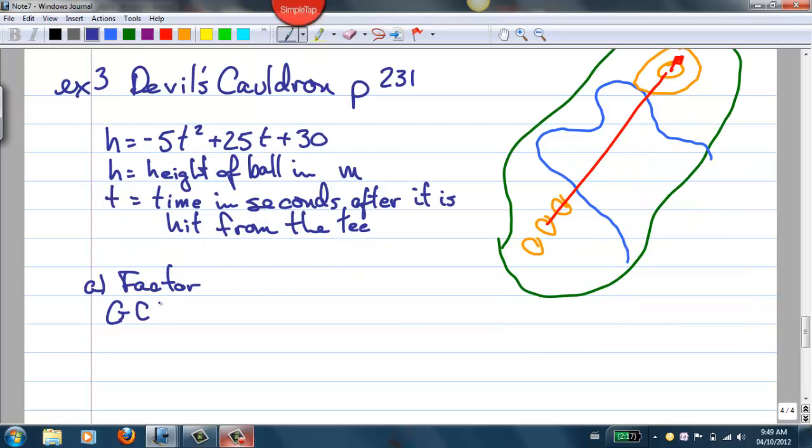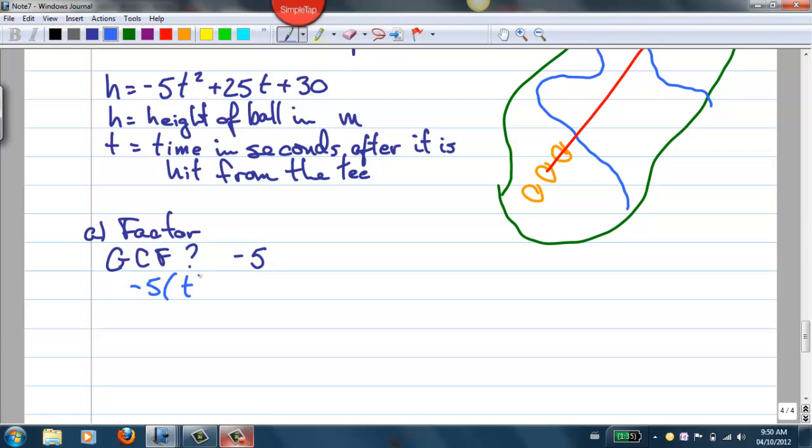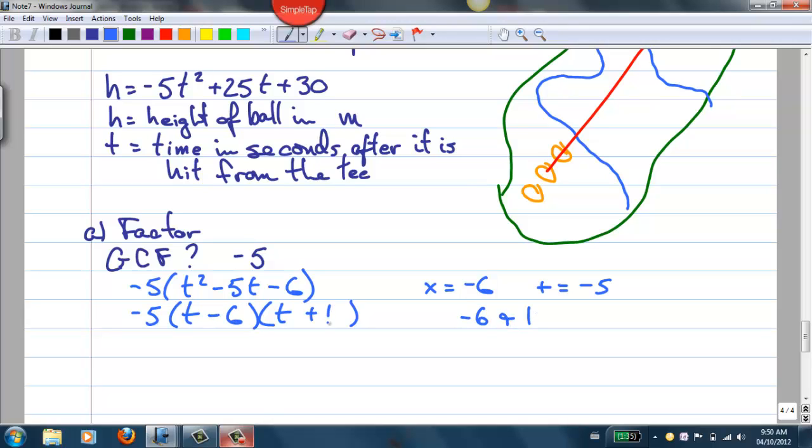So the first part says to rewrite the formula in factored form. Notice that there's a greatest common factor, so we pull out the negative 5. So that means h, the height, will be equal to negative 5 times, and if we factor it out here, we get t minus 6 and t plus 1.